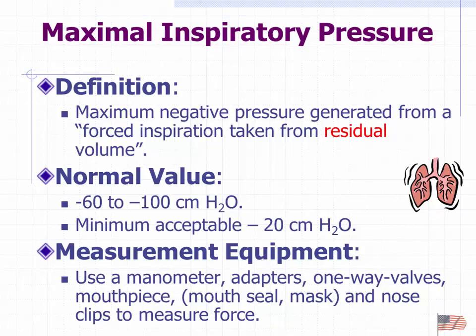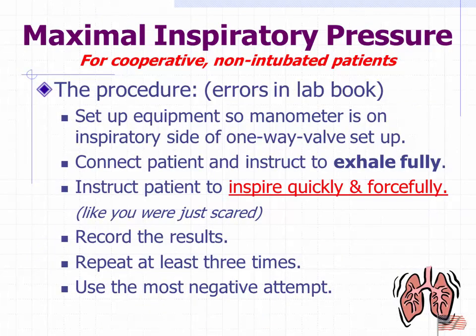We use this manometer attached to a series of one-way valves and a mouthpiece, and we often use nose clips so that they're not breathing in through their nose. So we're going to set up the manometer so the inspiratory side is on the side of that one-way valve. We'll connect the patient and have them exhale fully, and then we'll instruct the patient to take a deep breath in. So our manometer would be attached for inspiratory, going on that end. We'll do at least 3 measurements, and we'll use the most negative value.